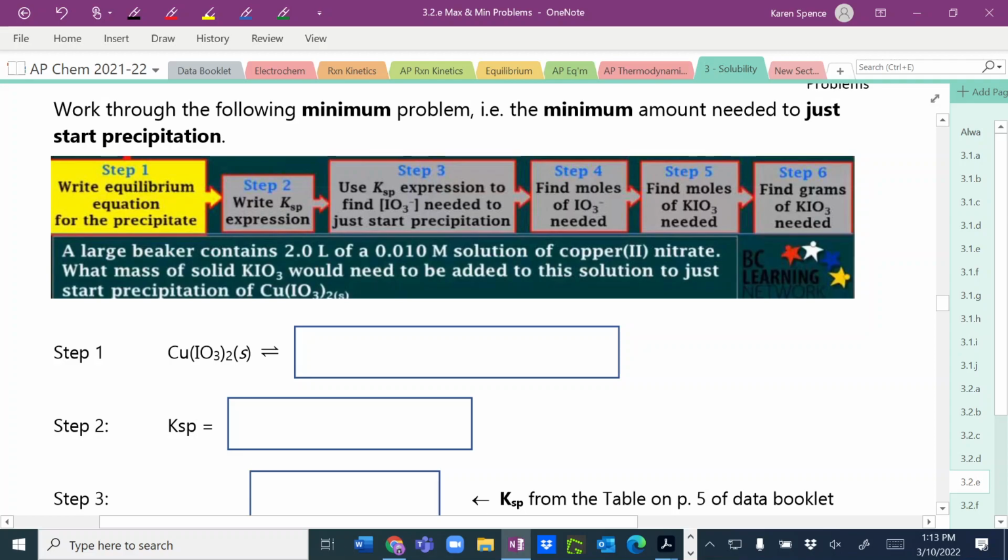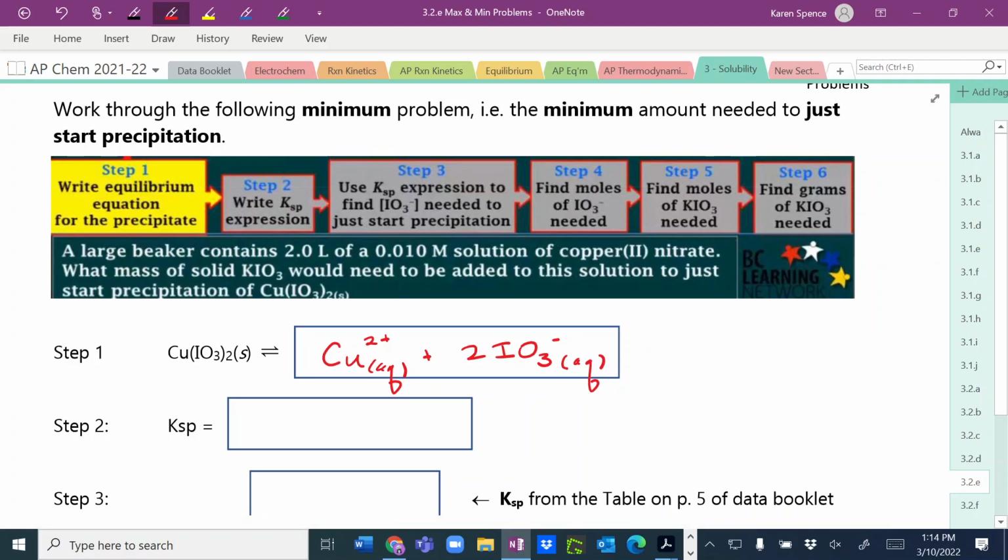So we have copper iodate, so that's going to become Cu2+ and 2 IO3- aqueous. Oh, and I guess I should read the question first. A large beaker contains 2 liters of a 1 molar solution of copper 2 nitrate. What mass of solid KIO3 would need to be added to this solution to just start precipitation of CuIO3 solid?